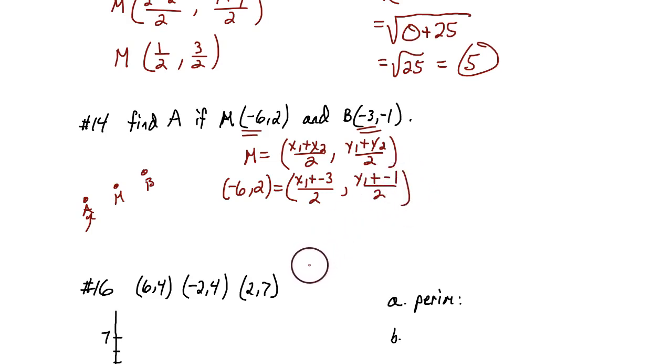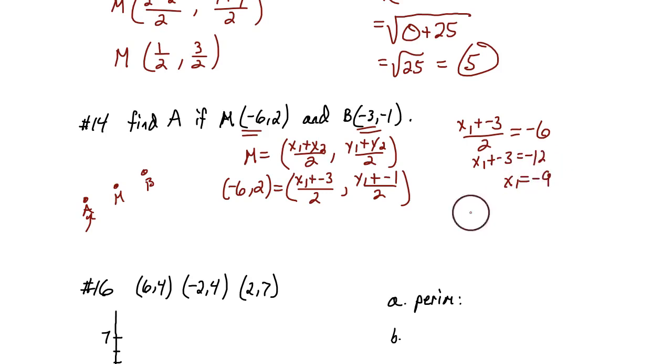Now let's create 2 equations out of this. First, let's work with our x values. The x1 plus -3 over 2 has to turn out to be -6. Let's solve this. First, multiply by the 2. We get -12. Then add 3. We get -9.